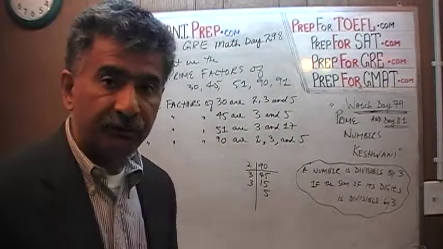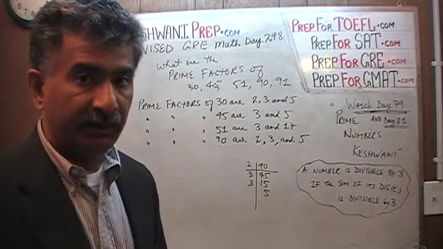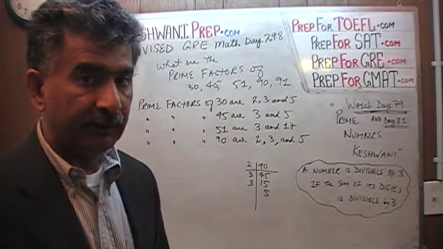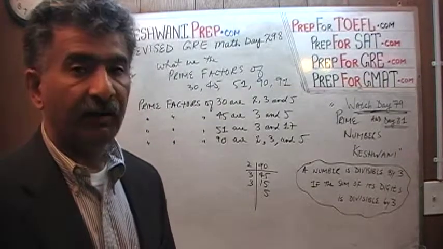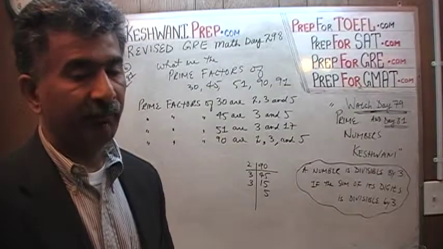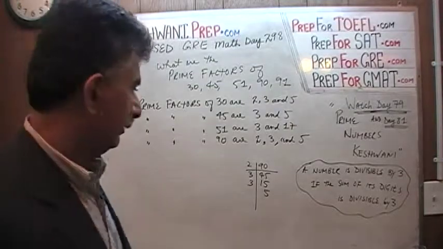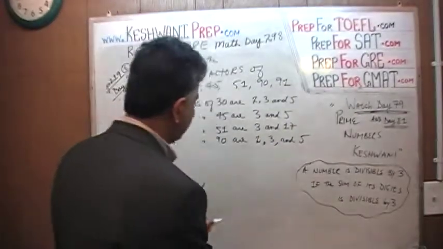There are 3 prime numbers that you can divide 90 into. You can divide 90 by 2 evenly, you can divide 90 by 3, and you can divide 90 by 5. You cannot divide 90 by any other prime factors, it won't divide evenly. Let's go on then, 91.